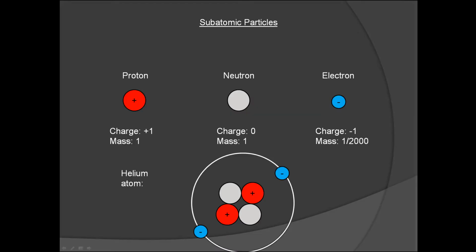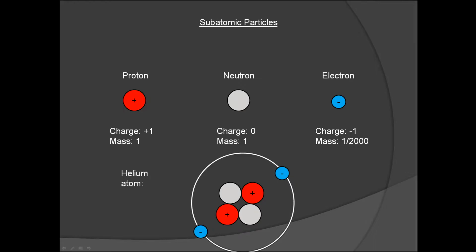Subatomic particles. Atoms consist of three subatomic particles: protons, neutrons, and electrons. A proton has a charge of +1 and a mass of 1, a neutron has a charge of 0 and a mass of 1, and an electron has a charge of -1 and a mass of 1/2000. The mass of an electron is so small that it is not included when calculating the mass of an atom.